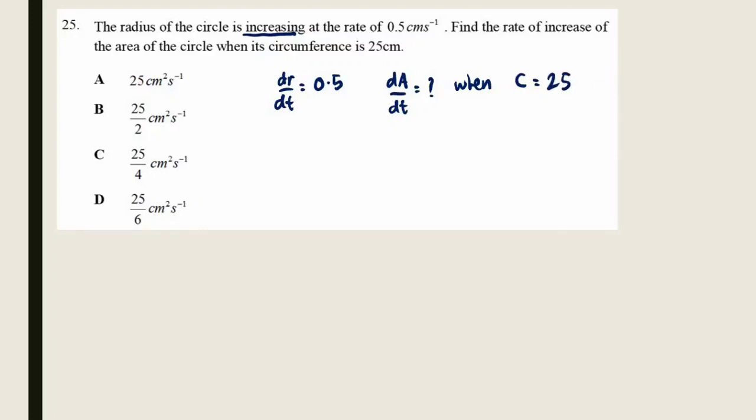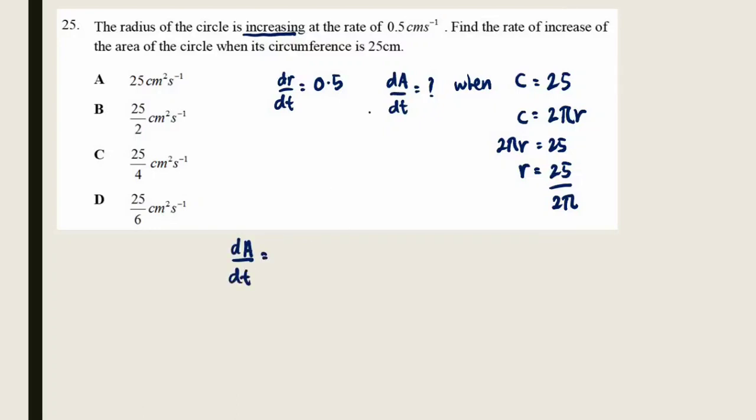So this is the focus over here for this question actually. When C is equals to 25, you have to check back what is your formula for the circumference of a circle. So C is given by 2 pi r. Meaning that if we equate these two, 2 pi r is equals to 25, so our r is equals to 25 over 2 pi. Now we want to find dA over dt when r equals to 25 over 2 pi.